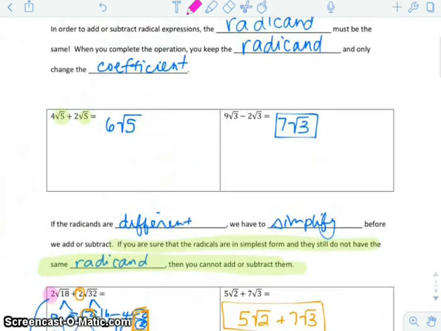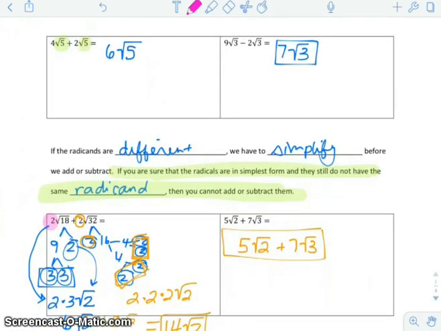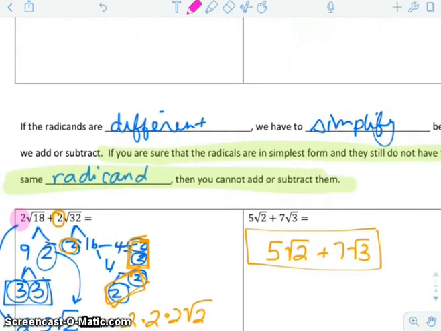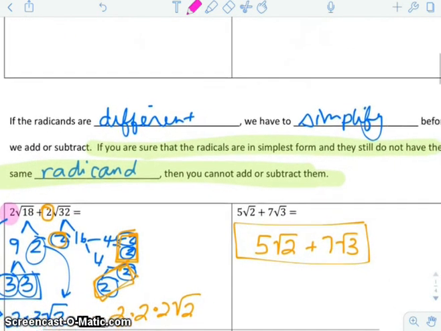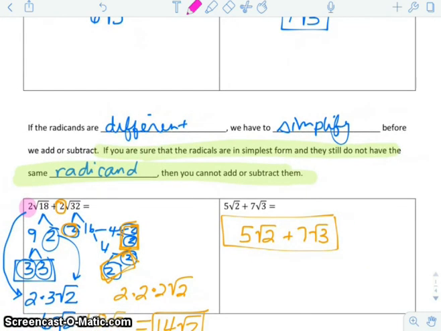So let's recap. When you are adding or subtracting radicals, they must have the same radicand. Then you treat them like terms, like terms, excuse me. You leave the radicand the same and you just deal with the coefficient. If they have a different radicand, you try your best to simplify. If they cannot be simplified to the point where they have the same radicand, then you can't combine them.